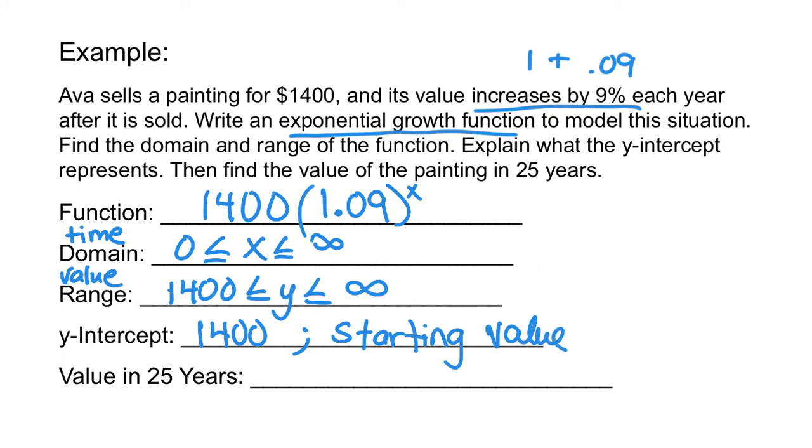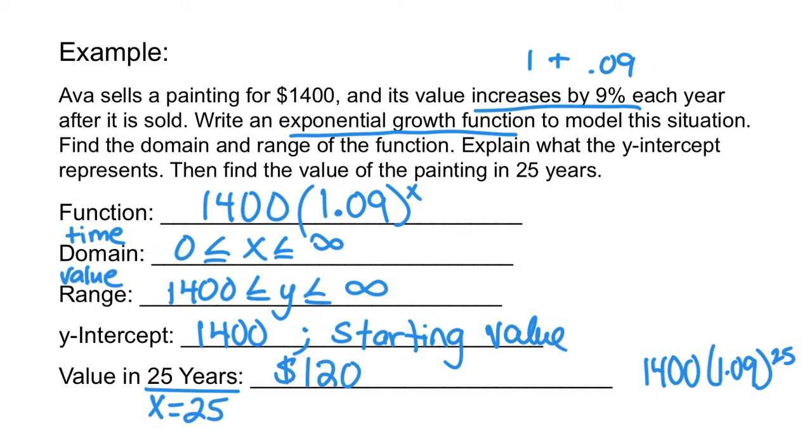Now, to figure out the value in 25 years, remember x is always time. So this 25 represents your x at 25. You could put this in Desmos and find where the x value is 25. Or, faster to me, just plug in 25 for the x up here and calculate that with your calculator. So if you do 1,400 times 1.09 to the 25th power, we get a value of $12,072.31.